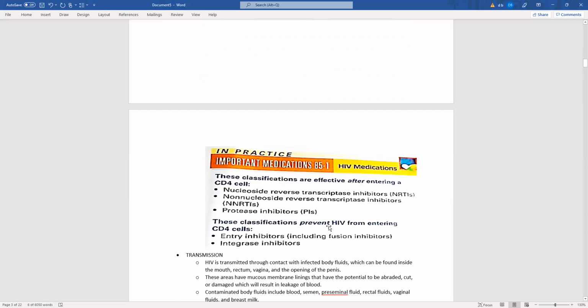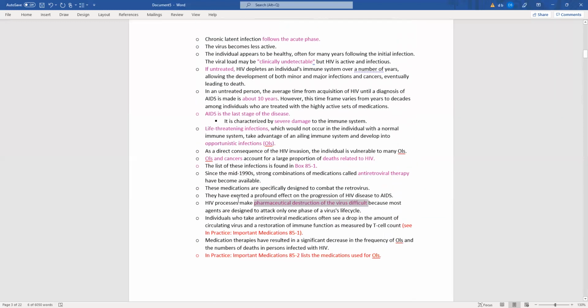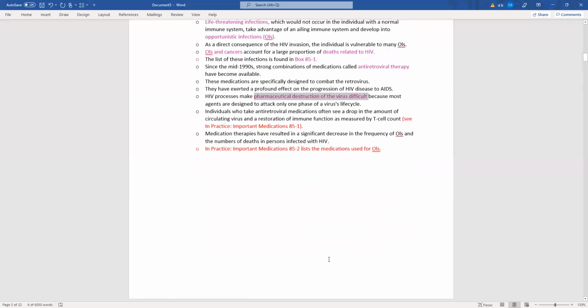And then these classifications prevent HIV from entering CD4 cells. That's entry inhibitors, including fusion inhibitors and integrase inhibitors. That's important to know. Individuals who take antiretroviral medication therapies have had a significant decrease in frequency of opportunistic infections and the number of deaths in persons infected with HIV.